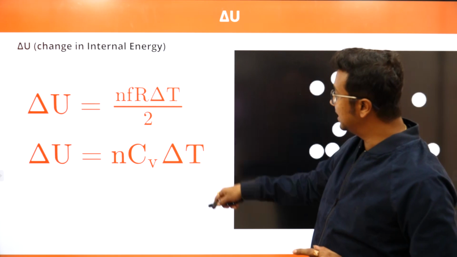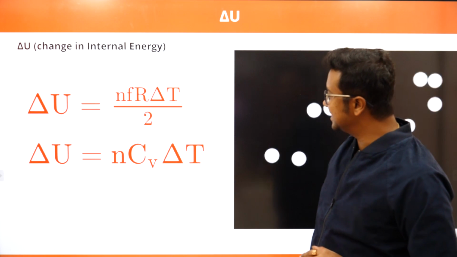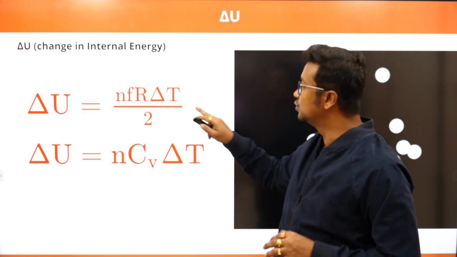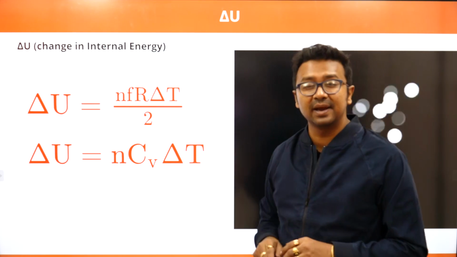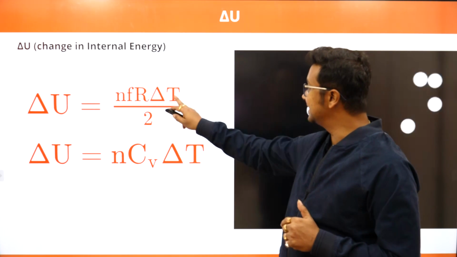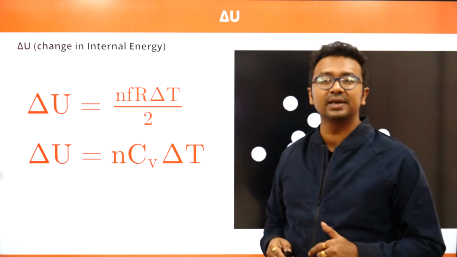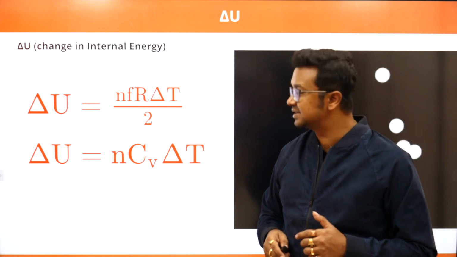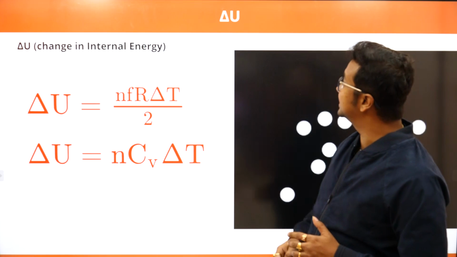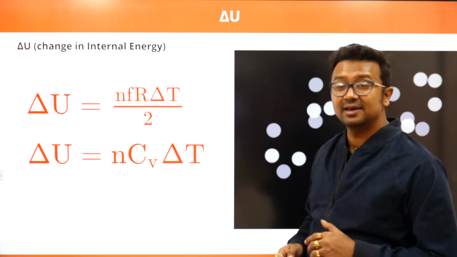There are two formulas by which we can represent it. That is nCv delta T or nfR by 2 into delta T, where f, my dear students, is the degree of freedom. Clear? And delta T is the change in temperature, R, we know, is the universal gas constant. So these are the two formulas which help us in calculating your delta U.